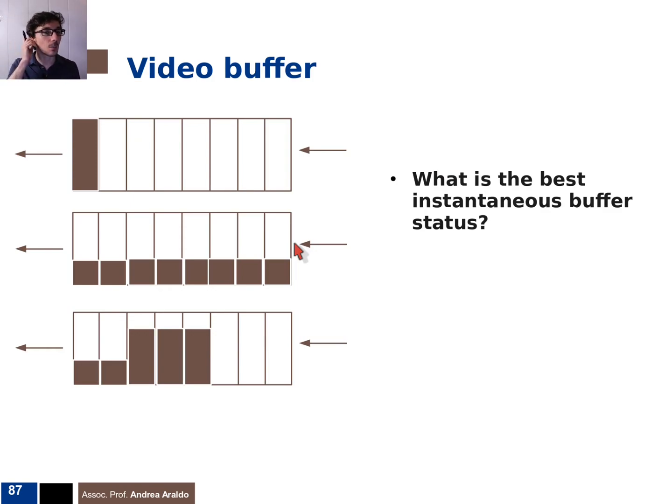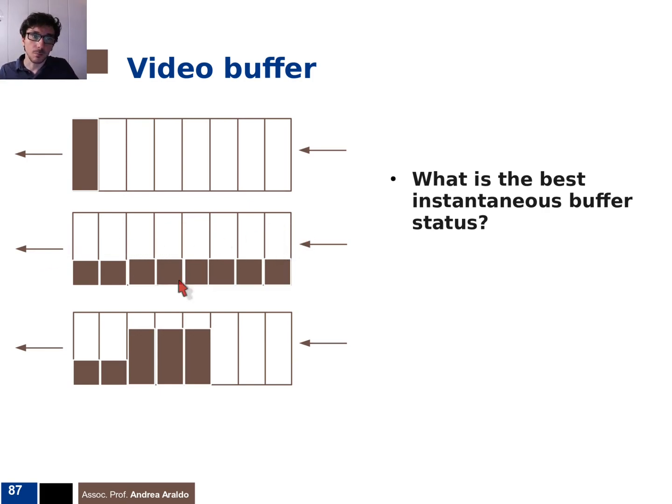Now let's take an example of different buffer status. Let's suppose we have these three buffer statuses here. Which one would you prefer? Well, let's see. The first one is not good because we have just one next chunk to reproduce. After the player reproduces this chunk, the buffer is empty, and so there is a high risk of rebuffering.